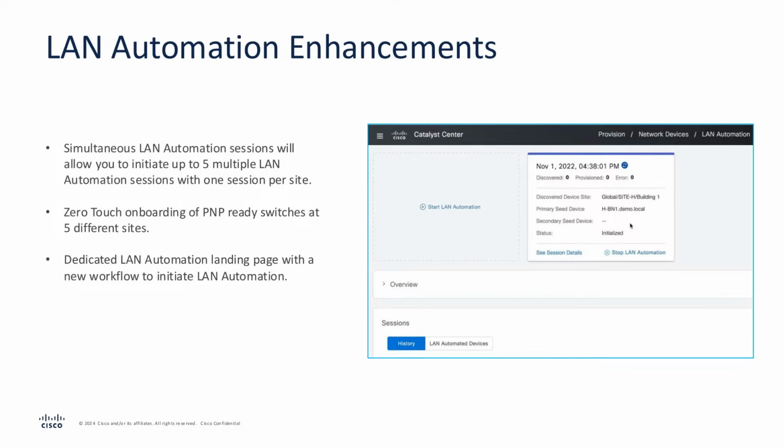So, LAN automation enhancements. We've discussed this before, but this will allow you to initiate up to 5 LAN automation sessions concurrently, 1 per site. This will give you zero-touch onboarding of your PnP-ready switches at multiple locations, and will speed up your deployment of fully automated routed access underlay networks. You'll get a dedicated landing page that will simplify your workflow in all of this. Just remember that simultaneous sessions within the same site are not supported, and each of these sessions requires distinct seed devices and LAN IP pools.